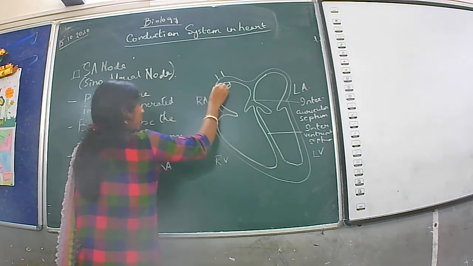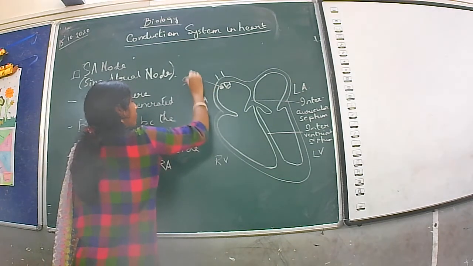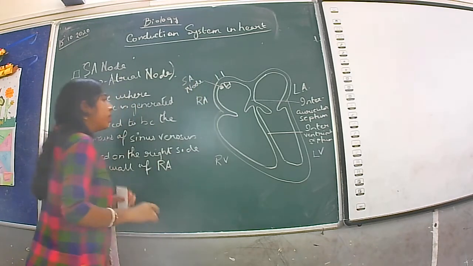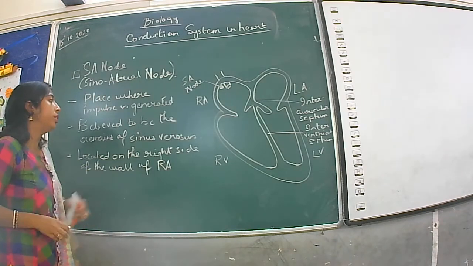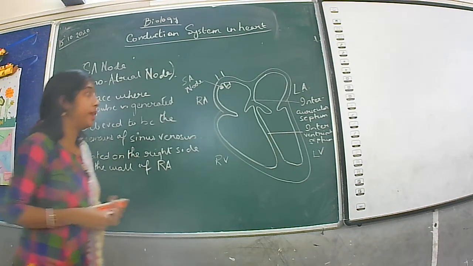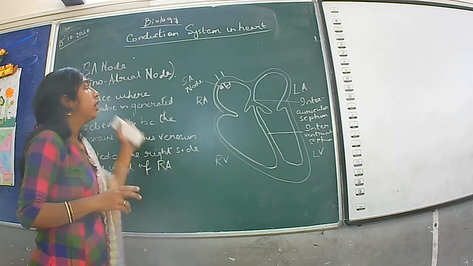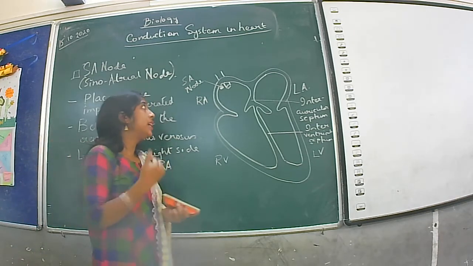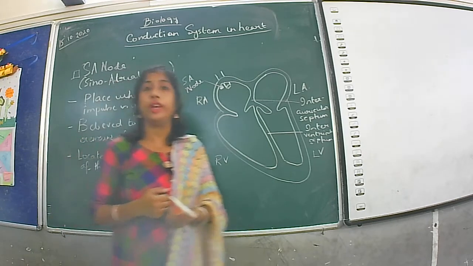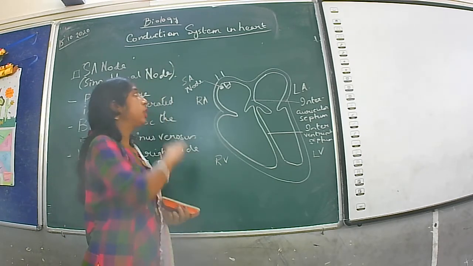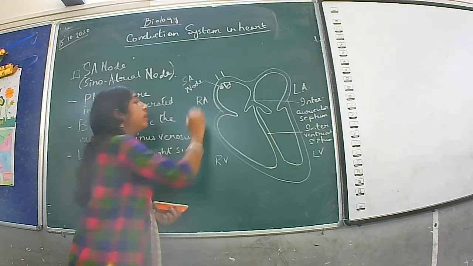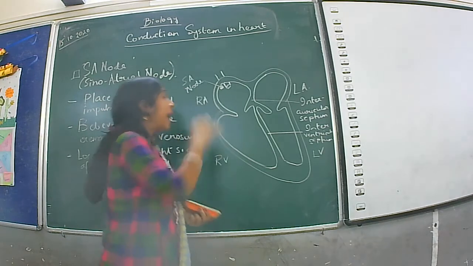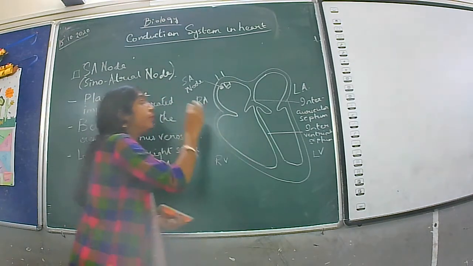This one. Let me label it SA node. So as I have said, this is the location on the right side of the wall of the right atrium. Now, as the impulse is generated from the sinoatrial node, this impulse will get transmitted to the right auricle and the left auricle, okay, and this will then reach.